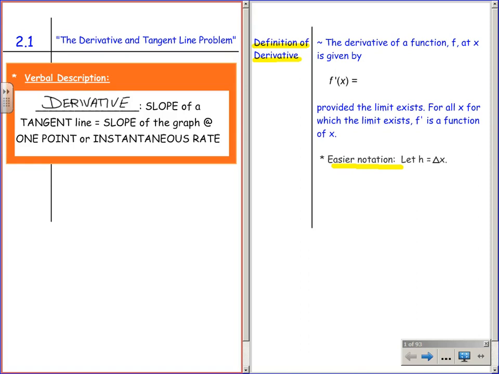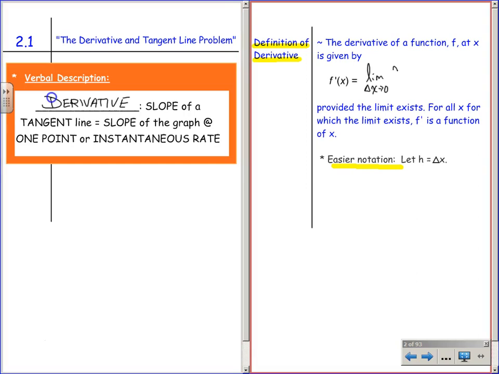The definition of the derivative is technically given by the limit as delta x approaches 0 of f of x plus delta x minus f of x all over delta x. However, some of you guys don't like delta x, so what are you allowed to do instead? Let h equal delta x. And then you can go ahead and just change this to be f prime of x equals the limit as h goes to 0 of f of x plus h minus f of x all over h.